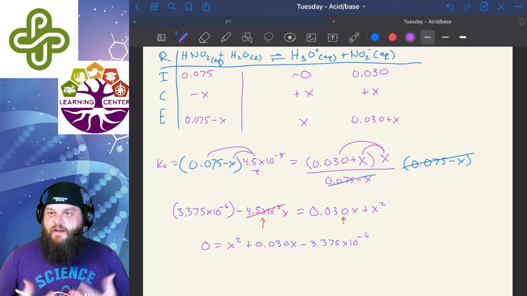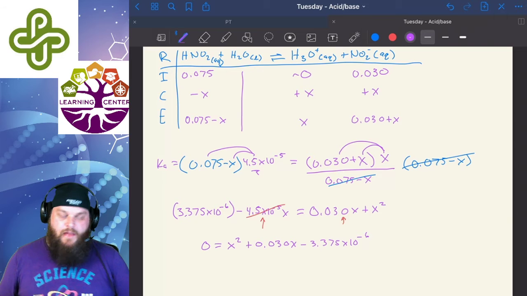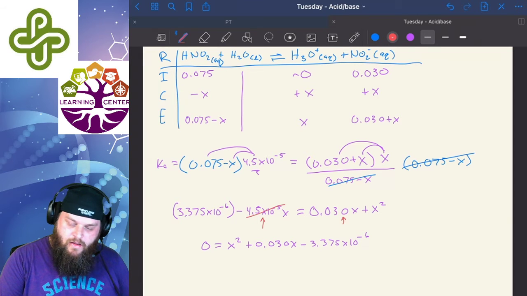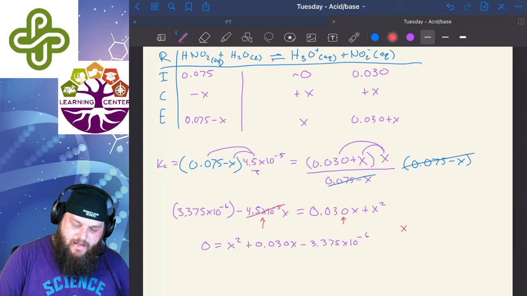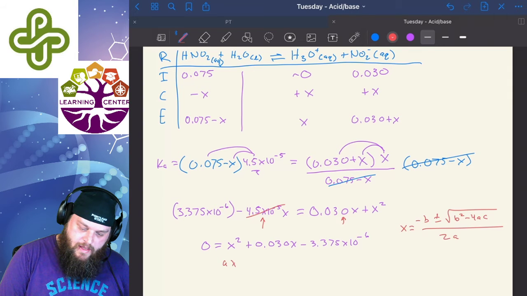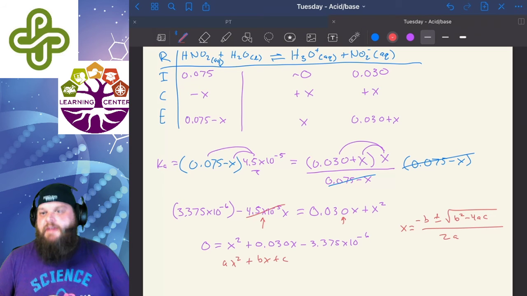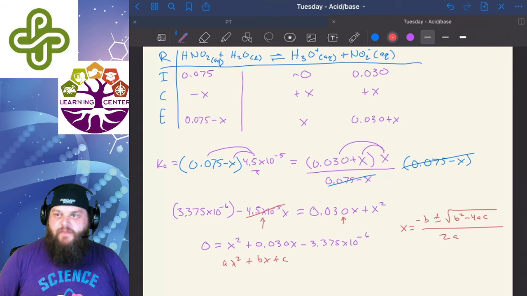So now we have our quadratic equation. And here we actually have to solve our quadratic equation. And to do that, we use the quadratic equation. So that's x is equal to negative b plus or minus the square root of b squared minus 4ac all over 2a. And that's because we have it in the form of ax squared plus bx plus c, where a is equal to 1, b is equal to 0.030, and c is equal to a negative 3.375 times 10 to the negative 6.